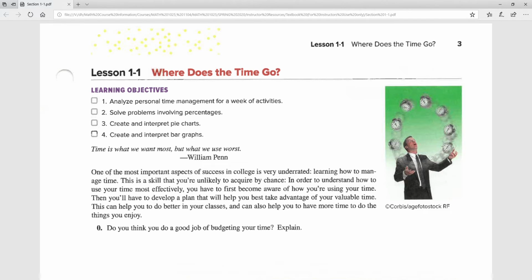Let's take a look at Lesson 1-1. Lesson 1-1 is titled, Where Does the Time Go? We're going to be looking at percentages, pie charts, and bar graphs in this lesson.